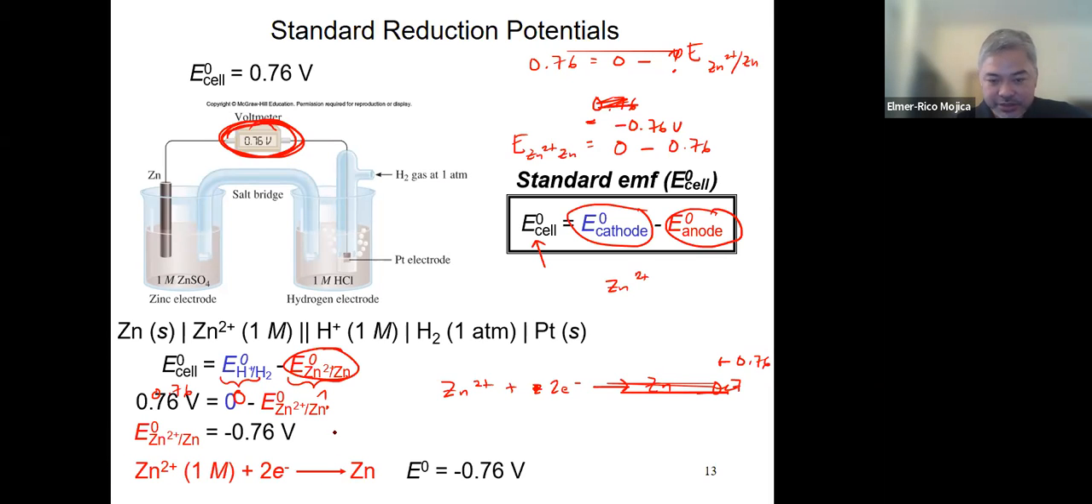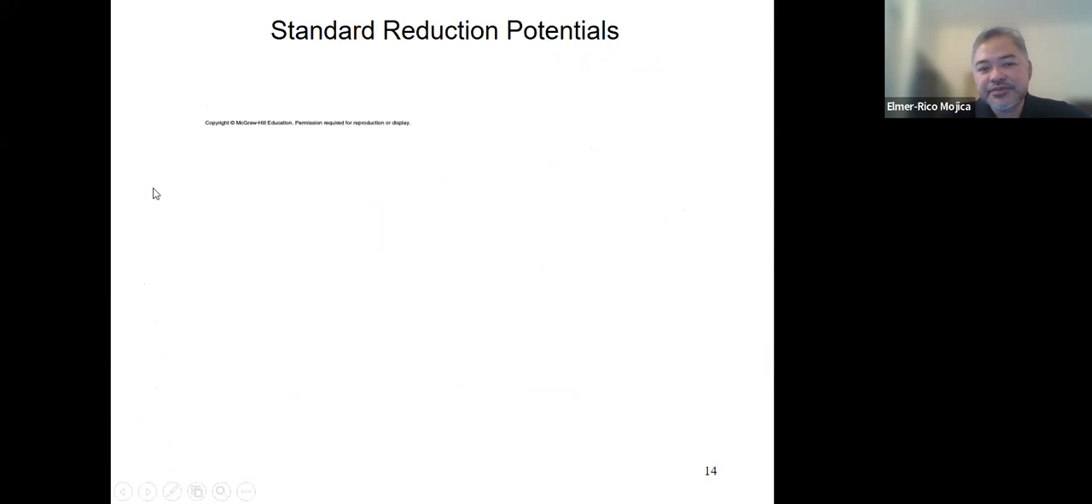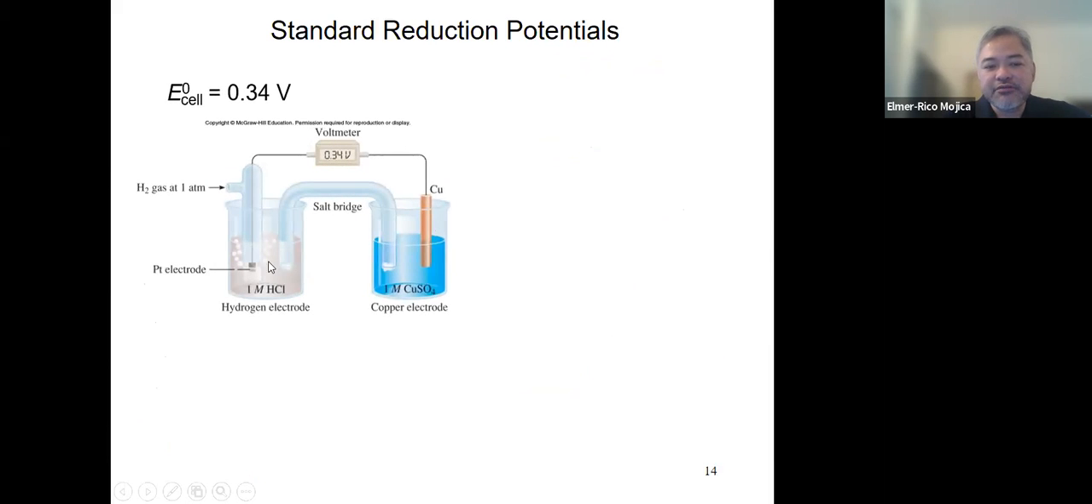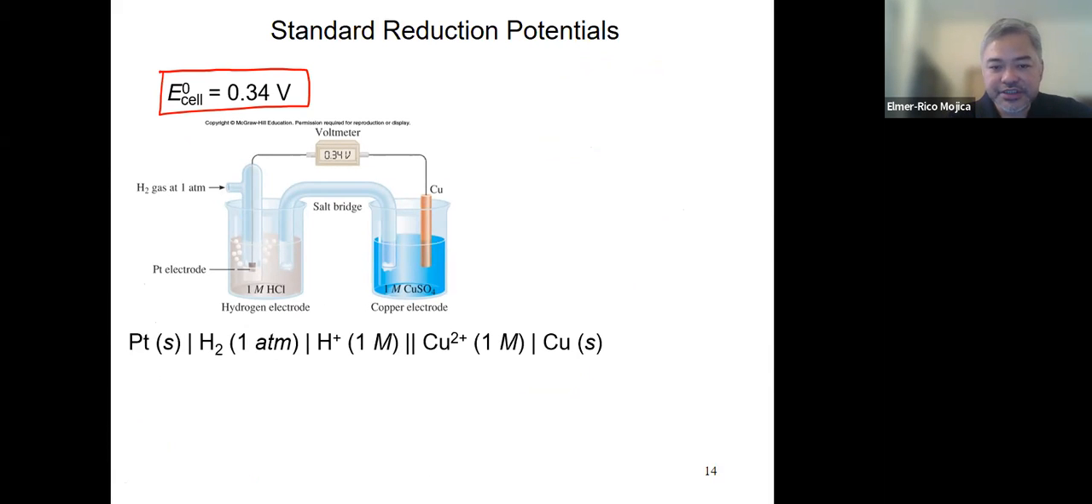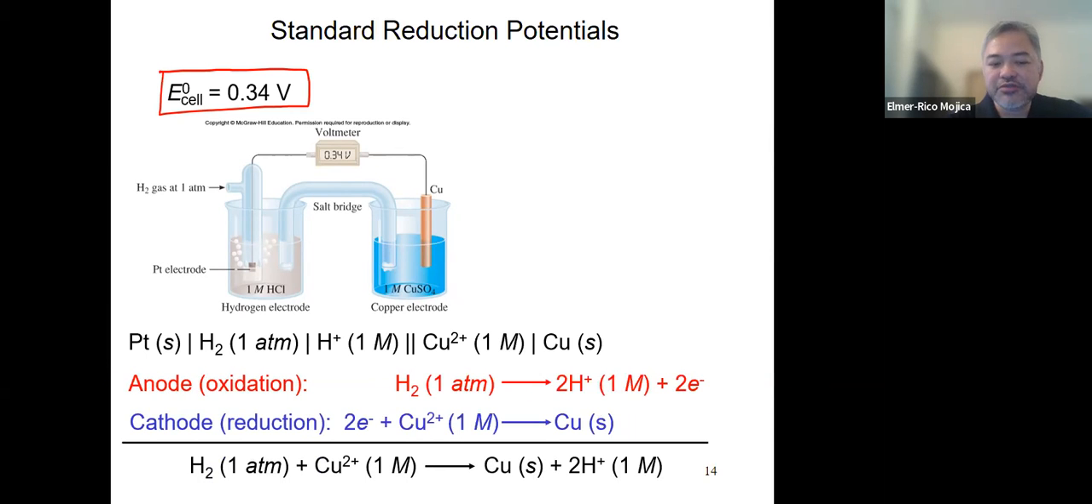This is the one that I tried to show them. Now, what happens if instead of zinc, they pair the standard hydrogen electrode with copper? And this is what they get. What can we say about this one? This is the overall cell notation. If we look specifically at the reaction, look what happened to the hydrogen. It is now the anode.